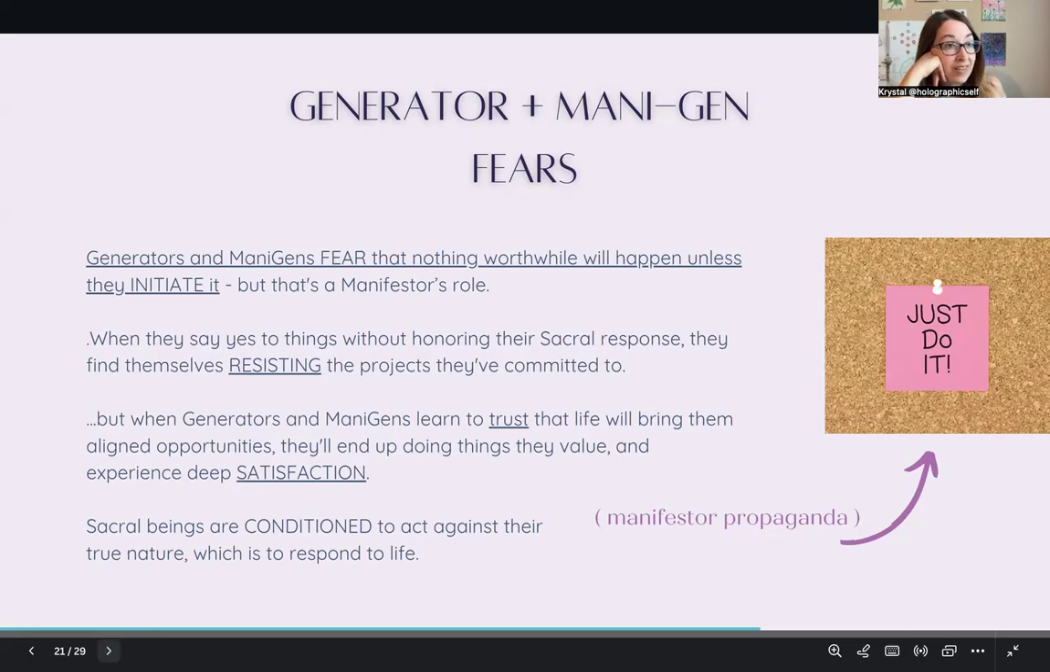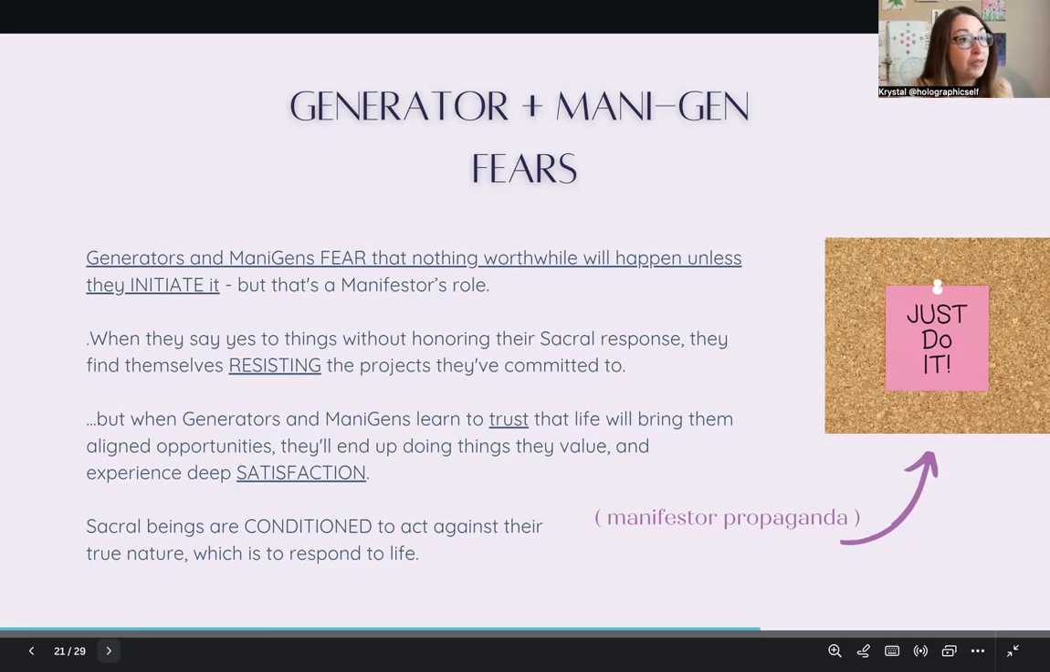So the big fear around life for both generators and manifesting generators is that nothing good will happen to them unless they initiate it, unless they push for it, unless they make it happen, right? They're the Nike slogan, just do it. But that's actually more of a manifester style. And as I said, the whole world is conditioned with manifester propaganda. And so it's important for the generators and the manifesting generators in our lives to know that when they say yes to things without honoring their sacral response, their gut level of like, I like this, or like, I don't know.